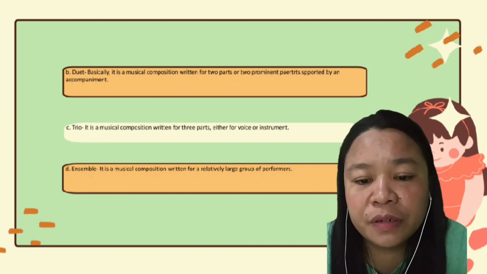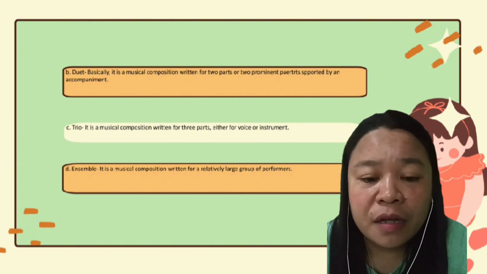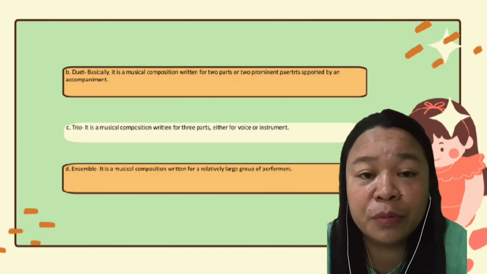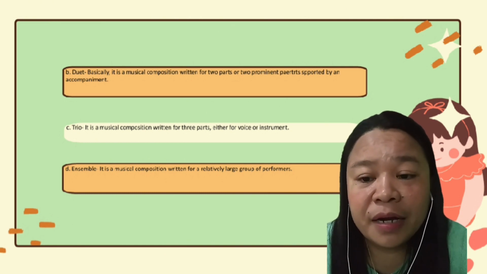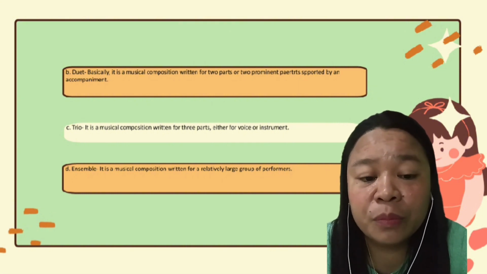Okay, trio. It is a musical composition written for three parts, either for voice or instrument. When we say trio, ibig sabihin tatlo. Ang trio sa musika ay isang komposisyon o pagtatanghal na binubuo ng tatlong bahagi. Maaaring mga tinig o mga instrumento na kinakatawan sa kabuuan ng pagtatanghal o komposisyon.